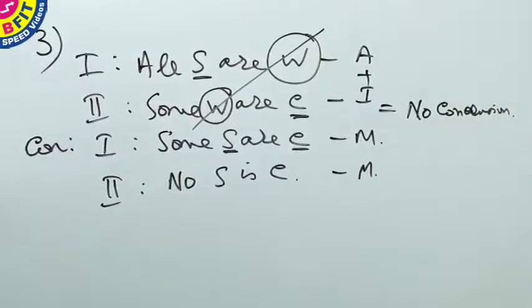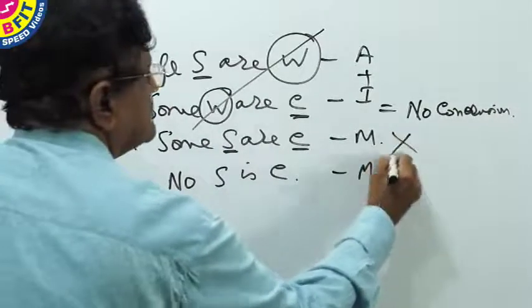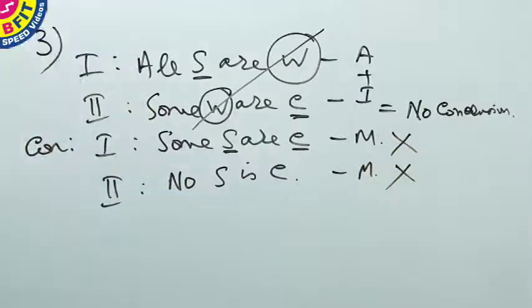Because there is no conclusion, both mediate inferences given are false. Now, can we just go ahead with this? When both conclusions are false, what should happen in your mind? An alarm bell should ring. That alarm bell is called a complementary pair. You have to check for complementary pair.